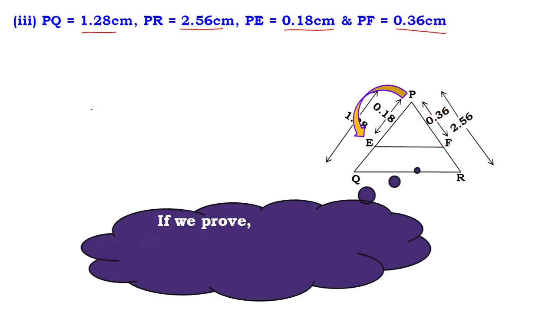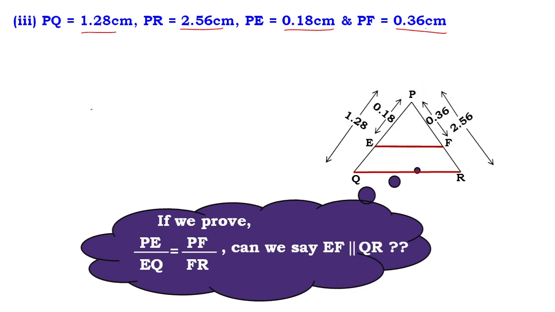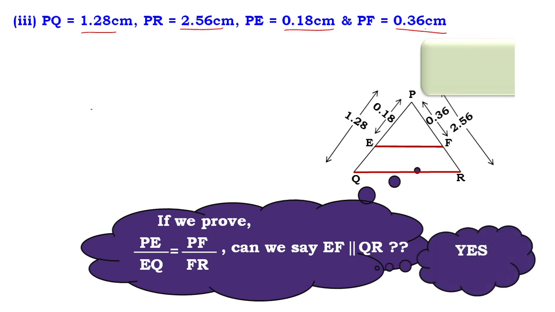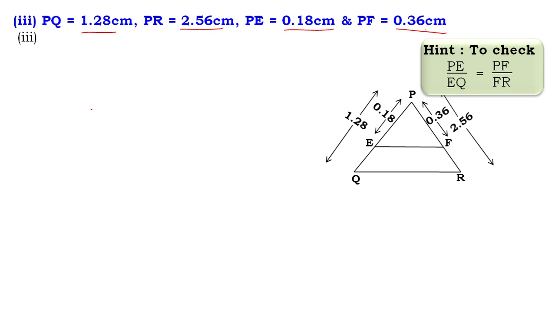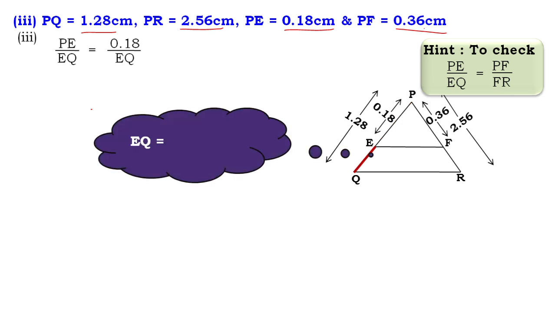We have to prove this one. PE divided by EQ is equal to PF divided by FR. Then we can say that EF is parallel to QR, otherwise it is not parallel. Hint to check here, PE by EQ we have to calculate first. PE by EQ is nothing but 0.18 divided by EQ.